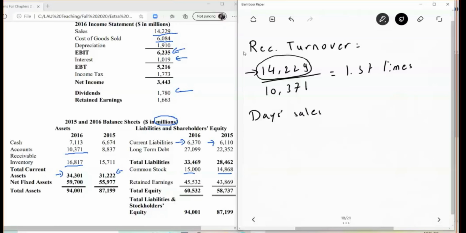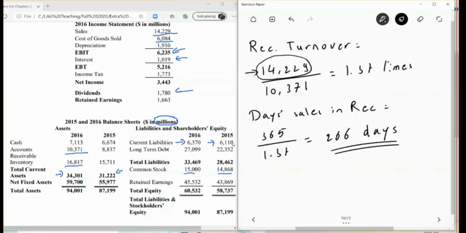Now I can compute days sales in receivables. This is equal to 365 days divided by 1.37 times, the receivables turnover. The answer here is 266 days. That number is too high. So it means that it takes the firm around 9 months to collect its receivables from the customers.